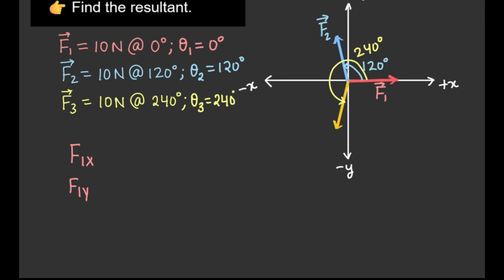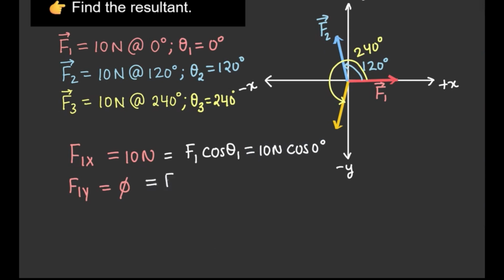The fact that F1 is aligned along the positive x-axis tells us that F1x is 10 newtons and F1y is 0. But if you insist on using formulae, then we could do that as well. The formula for F1x will be F1 cosine theta 1, which is 10 newtons for F1 and cosine of 0 degrees. Theta 1 is 0. And likewise, F1y will be F1 sine theta 1. That gives us 10 newtons times sine of 0 degrees.